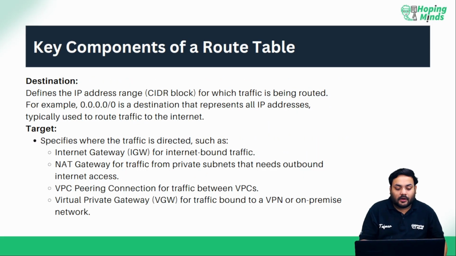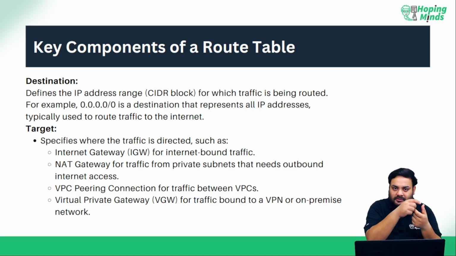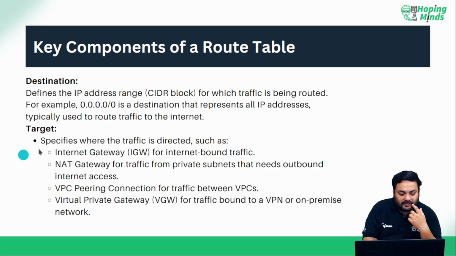Now let's talk about the key components of a route table. First, we have the destination. Destination is a range of IP addresses, so if traffic is coming from this particular subnet and going to this particular place, from this source to this destination it is going to get managed or sent. And then we have the target.